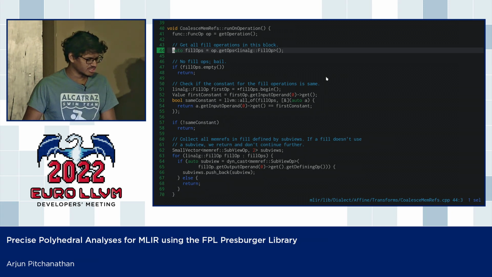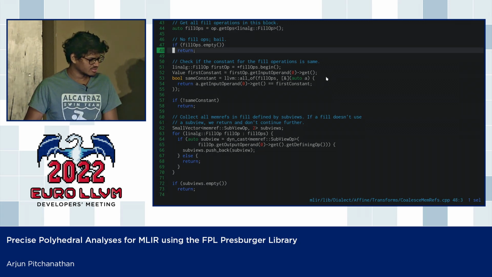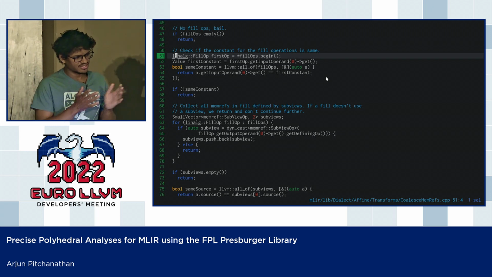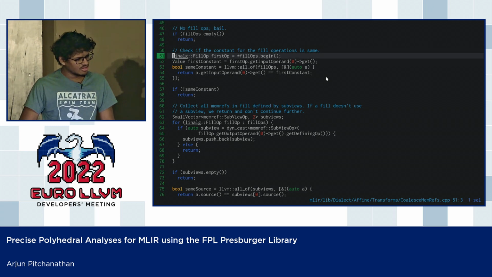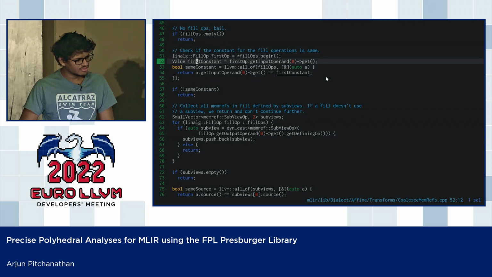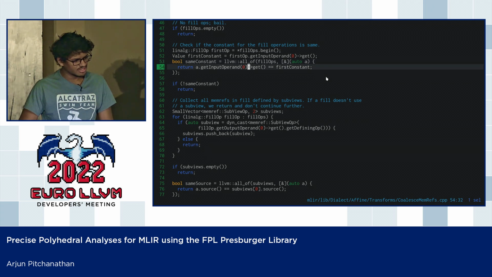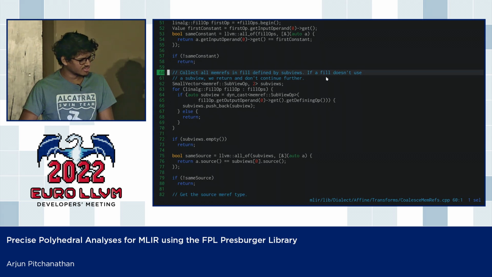So the first thing we do is we get all the fill ops in the current block. If there are none, we can return. We'll only support the case where every fill op writes the same value. You could aggregate fill ops by value and handle each of them, but we won't do that here. So we get the value filled in the first operand and check that that's the same in every fill operation. If it's not all the same, we can just return. And if they are the same, then we move on.